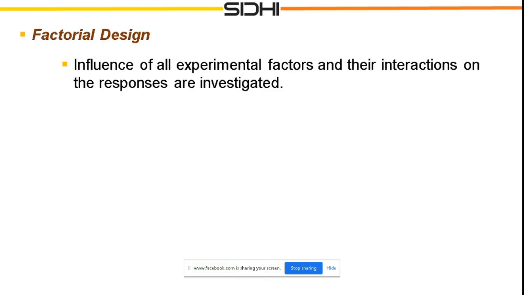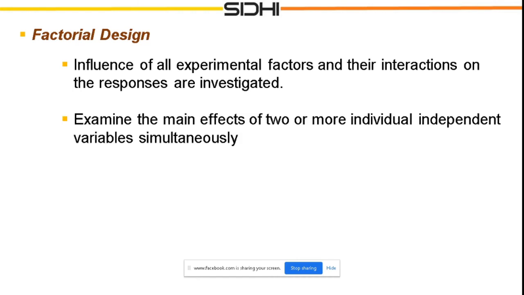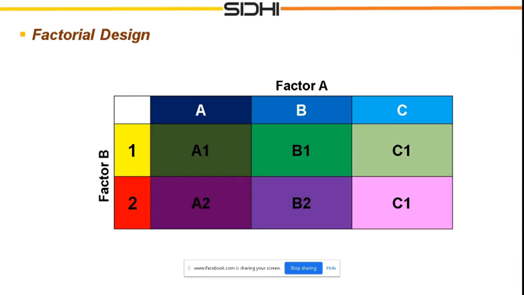Next is your factorial design. The influence of all experimental factors and their interactions or their responses are investigated. So you have multiple factors here, and you want to see the effect of their interactions in your experimental group. It examines the main effect of 2 or more individual independent variables simultaneously. So all the factors you put into the experiment, you look at all of them at the same time.